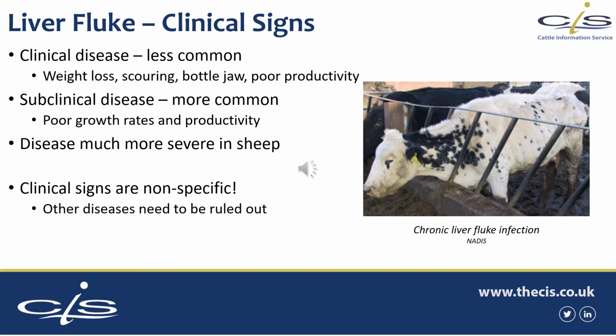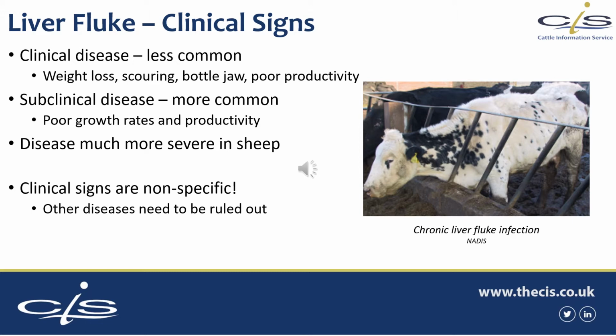The clinical signs for liver fluke infection in a herd or in an individual animal are very non-specific, in that they could be caused by lots and lots of different diseases, which is why the diagnostic process in our tests is so important, so that we can actually pinpoint the cause. Because what we tend to see with liver fluke is a performance loss.